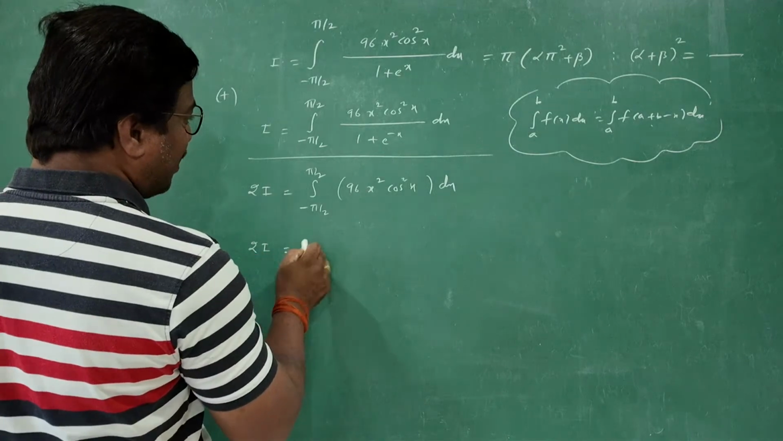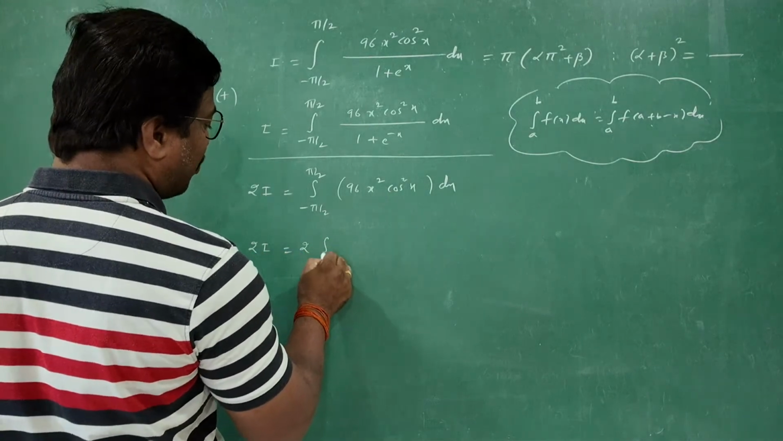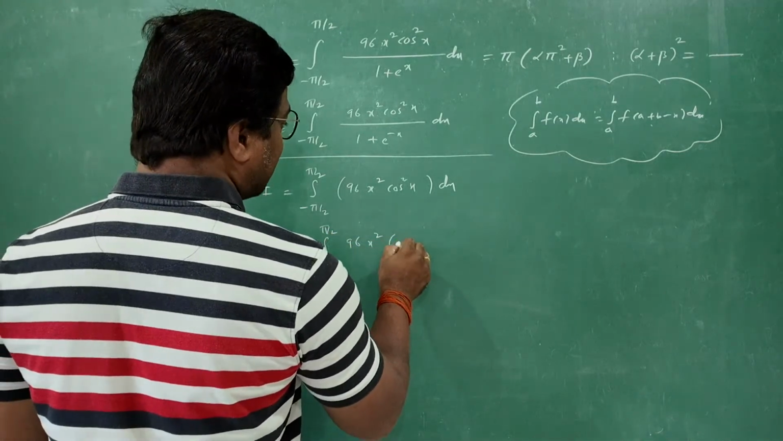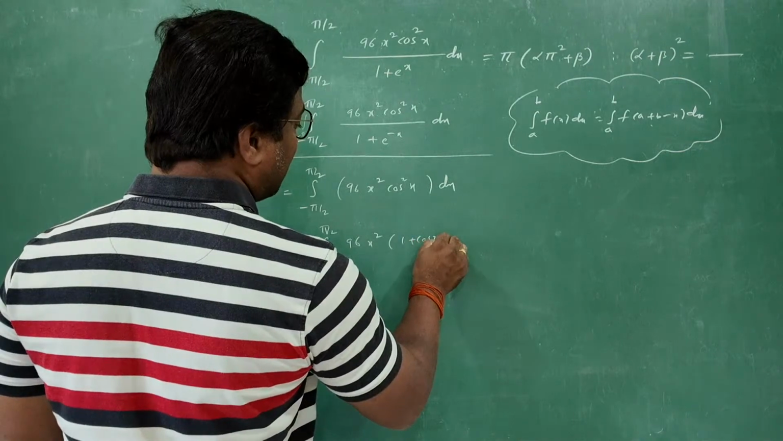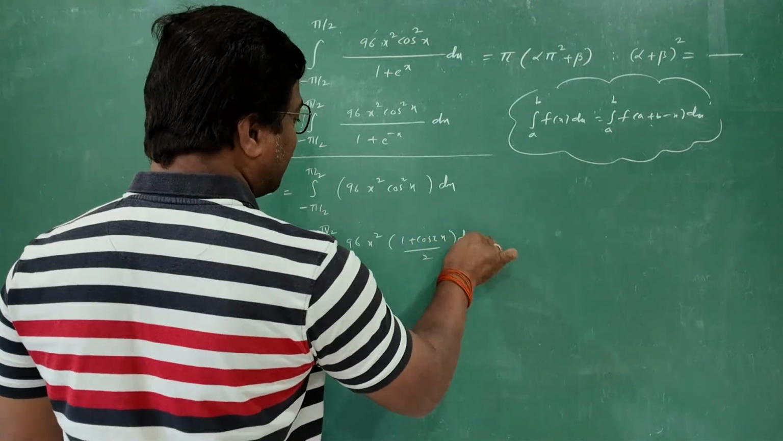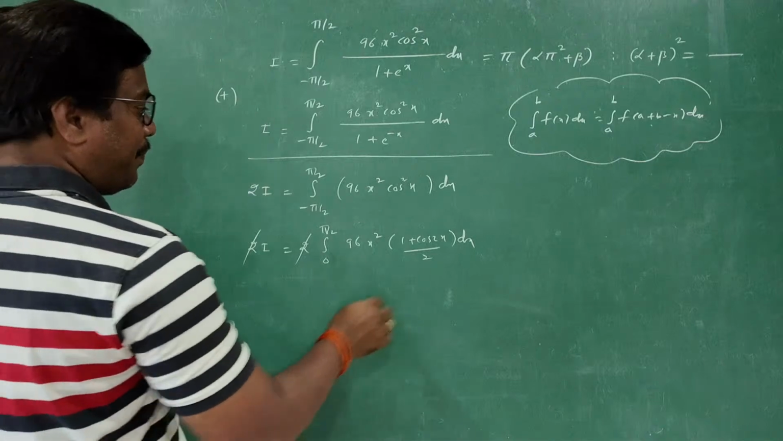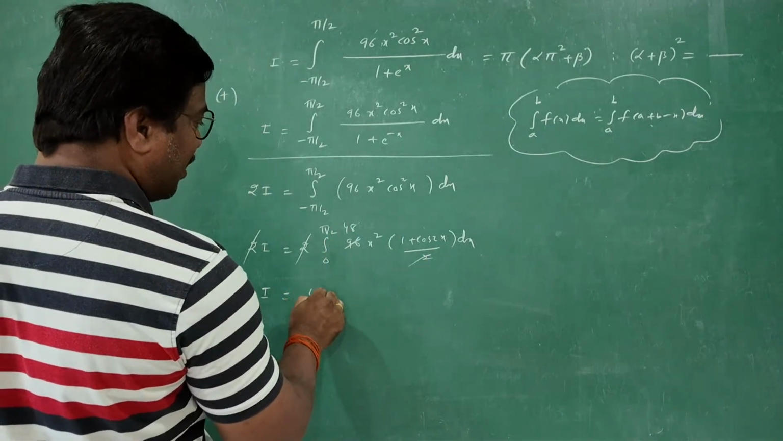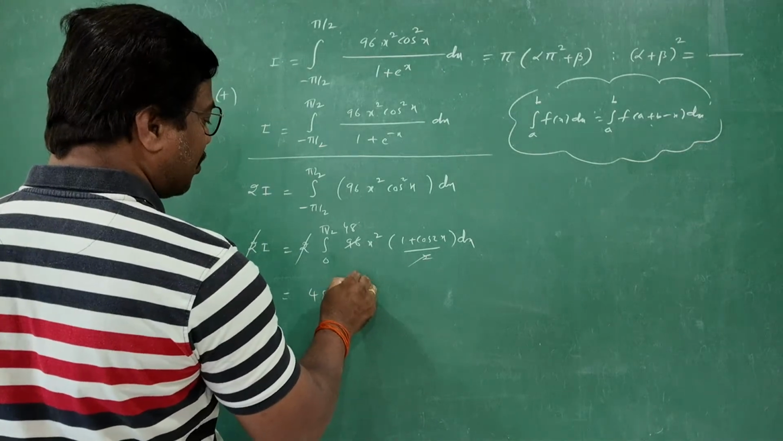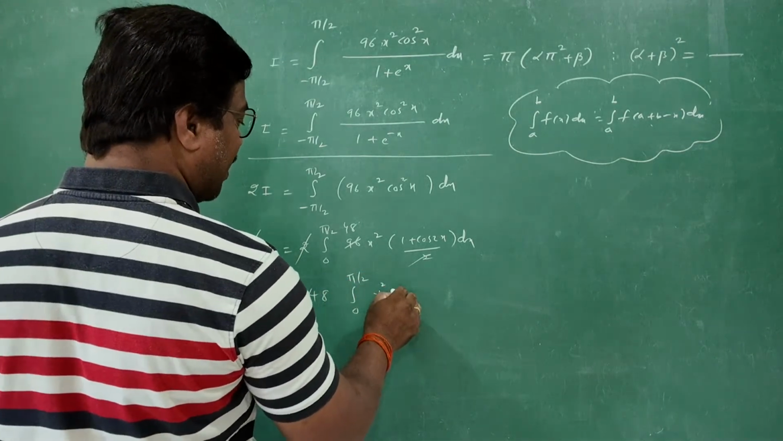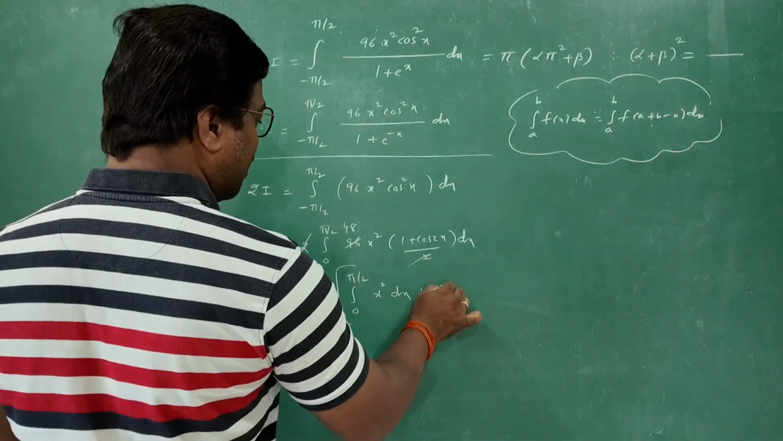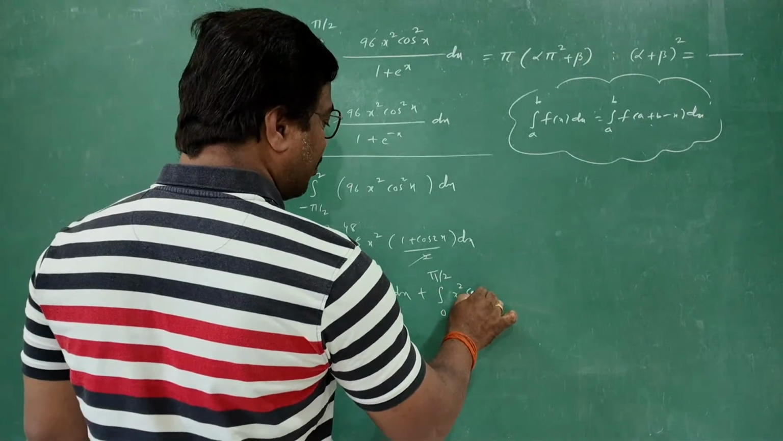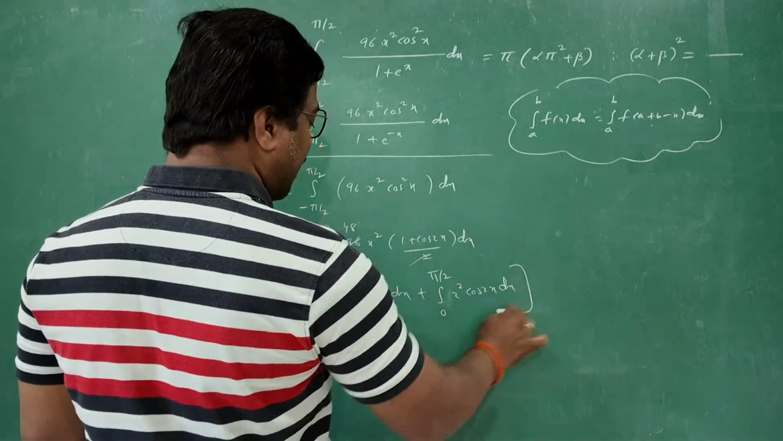Now 2 times I equals, now it is even, so I can write 2 times the integral from 0 to pi by 2 of 96 x square cos square x, written as 1 plus cos 2x divided by 2, into dx. 2 gets cancelled. Next 2 4s are 8, 2 8s. Therefore the value of I equals 48 outside. Integral 0 to pi by 2 of x square dx is the first term. Next integral 0 to pi by 2 of x square into cos 2x dx.